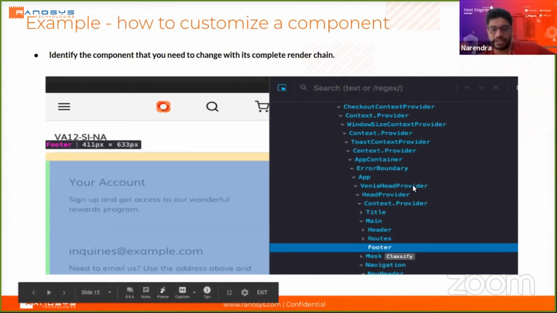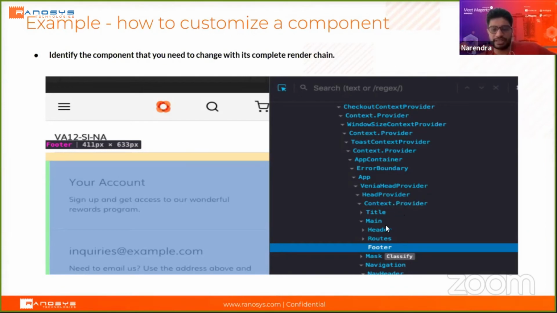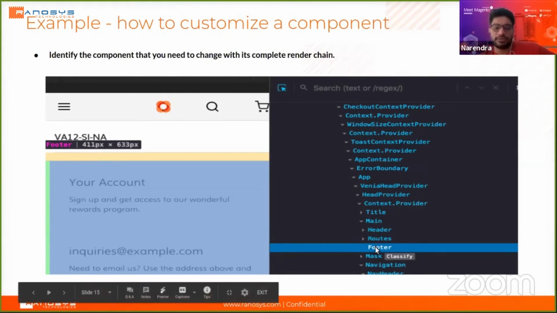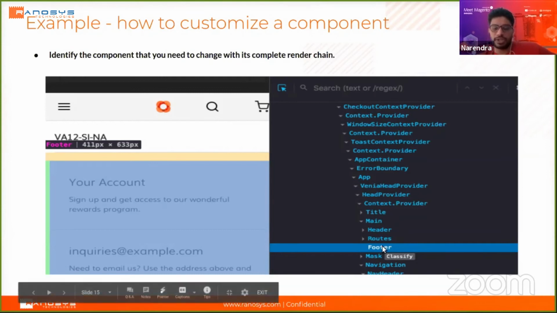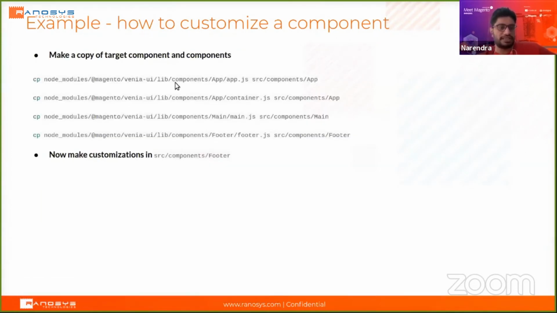You can exclude these providers and context actually because they are of no use. So inside footer, you will see that on top of footer we have main, then on top of main we have app. So what we need to do is customize this footer, but we need to override its whole hierarchy. So on top of footer we have main, and we have app.